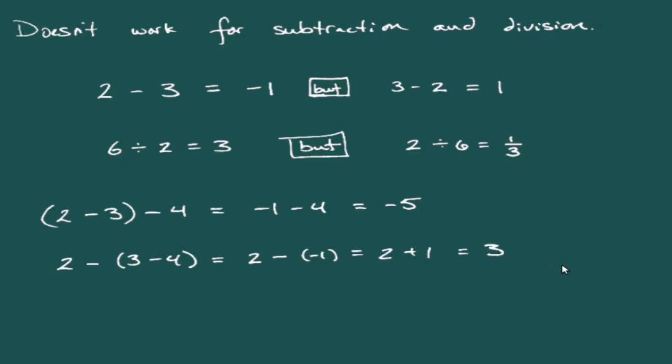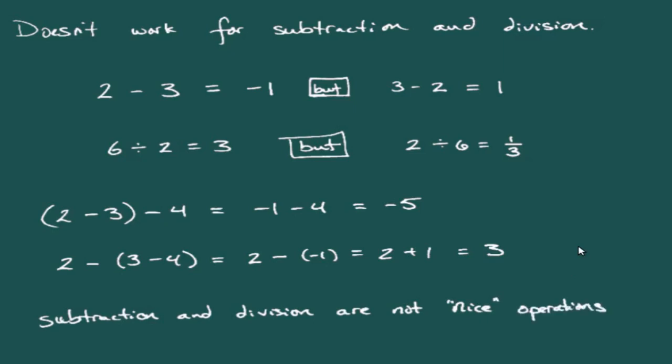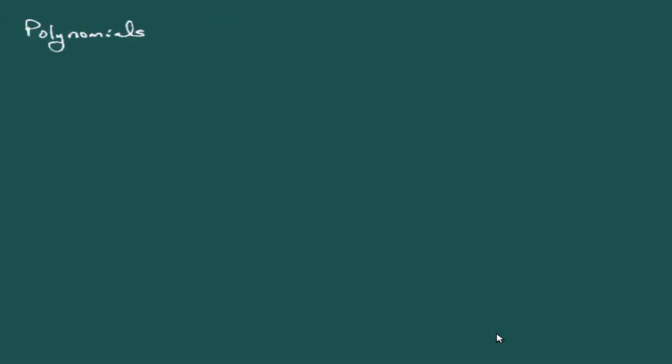And so I don't have this really nice property of just being able to put things together however I want to with subtraction and division. It doesn't work that way. So subtraction and division don't have those nice properties that make things easier to work with. So we don't put things together with division and subtraction. We lose those nice properties.